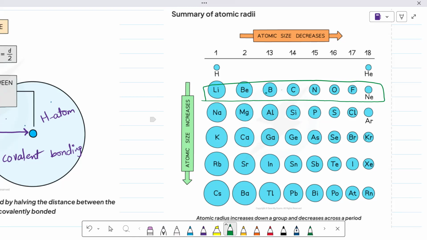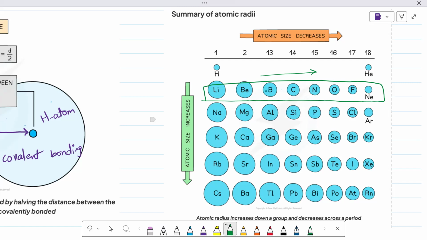These all have the same shell: lithium, beryllium, boron, carbon, nitrogen, oxygen, fluorine and neon. But what is happening over here is that the number of protons is increasing across the period, so there is more nuclear pull now. And when there is more nuclear pull, the nucleus can attract the outermost electrons towards itself with more force. Thus, the atomic size decreases across the period. Clear?